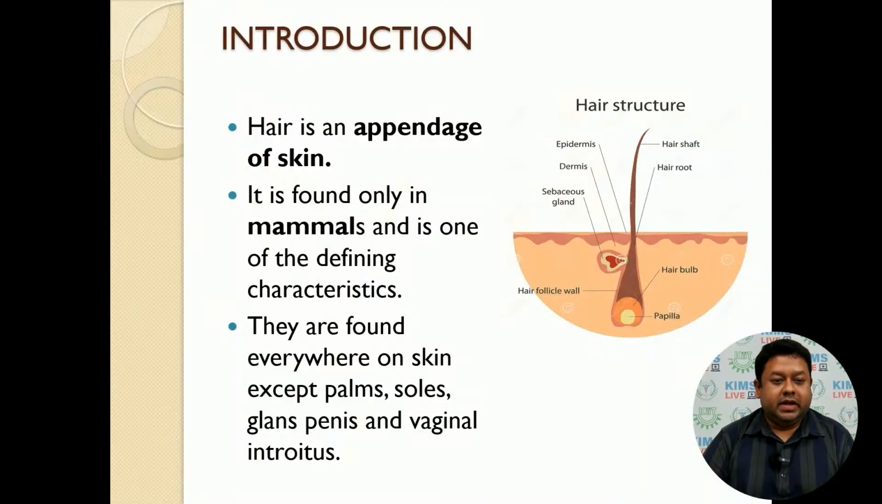So I would like to first give a basic outline of the structure of hair. Hair is an appendage of skin, and as you can see, half of the hair is present under the skin, the other half above the skin. It is also a defining characteristic of the mammals. They are found everywhere on skin except palms, soles, glans penis and vaginal introitus.